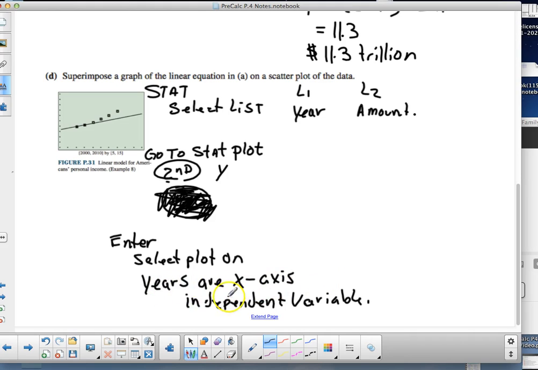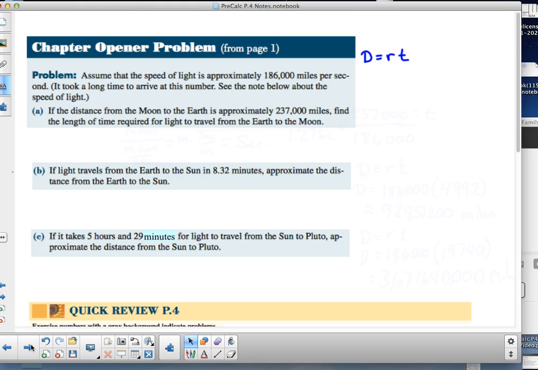Years are x-axis, independent variable, and the other is the y-axis. Okay, so as we're going here, let's see what else we've got. We got the chapter 1 opener problem, and this is going to be distance equals rate times time. Assume that the speed of light is approximately 186,000 miles per second. It took a long time to arrive at this number. See the note below about the speed of light. But if the distance from the moon to the earth is approximately 237,000 miles, find the length of time required for light to travel from the earth to the moon.